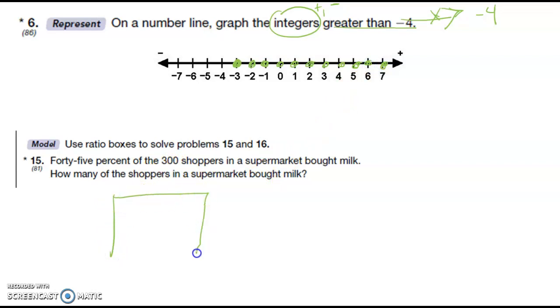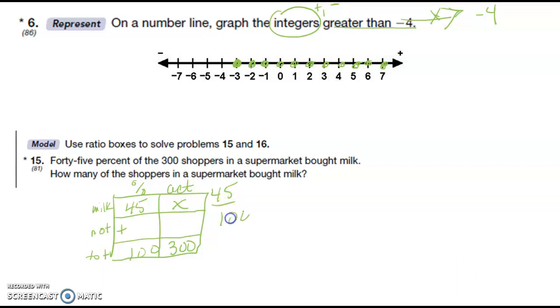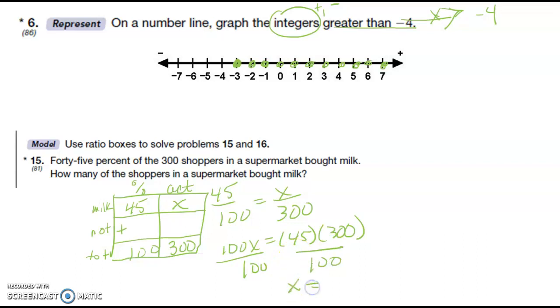Ratio box. Awesome. 45% of the 300 shoppers bought milk. Good thing they didn't buy toilet paper. So this is total. We have 100, which is 300. So this is milk. Not milk. And we have 45%. How many bought milk? So I really don't even have to figure this out. We'll use 45 over 100 is equal to x over 300. Cross multiply and divide. And we get 135.